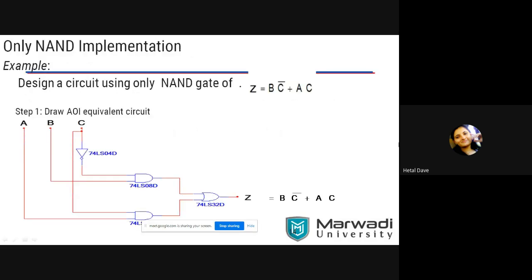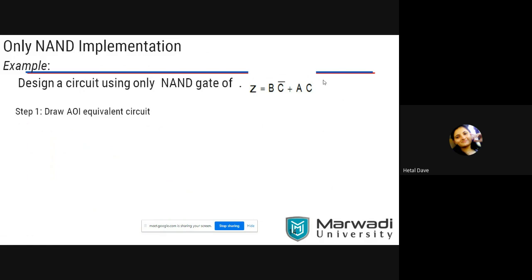So let's say this is one function given: Z is equal to B and C bar, or A and C. Don't read it as plus; we will read it as OR and AND. So this function is given. What we are told is to design a circuit using NAND gates only. Is it visible there?